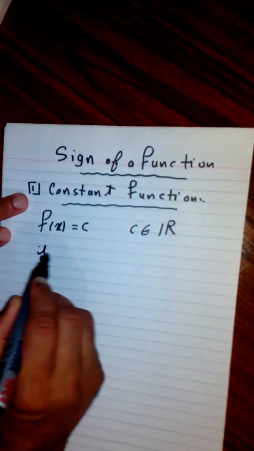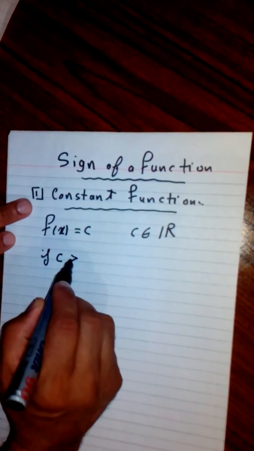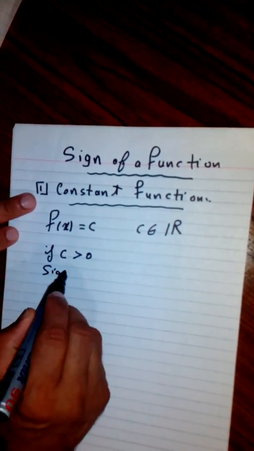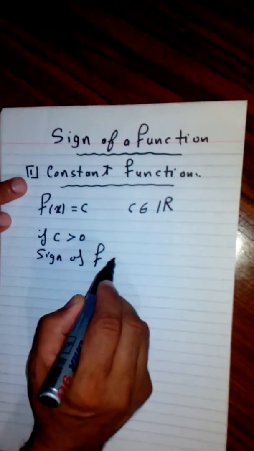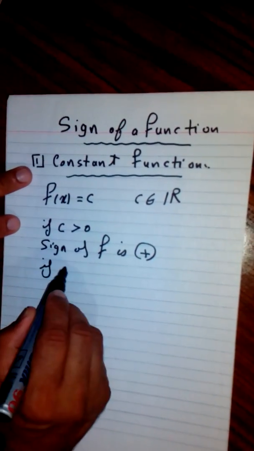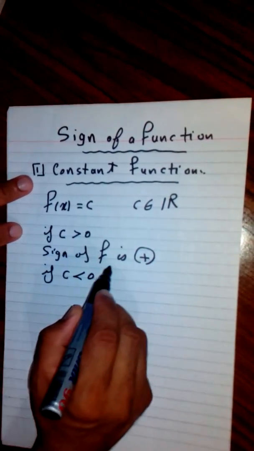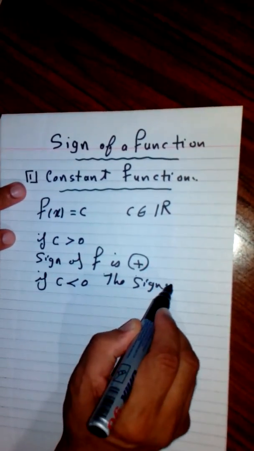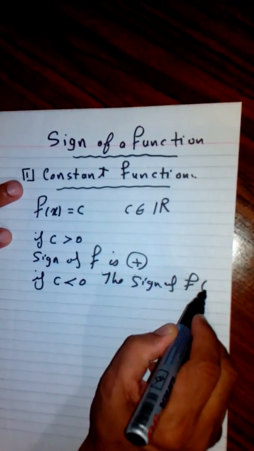If c is greater than 0, then the sign of f of x is positive. If c is less than 0, then the sign of f is negative.